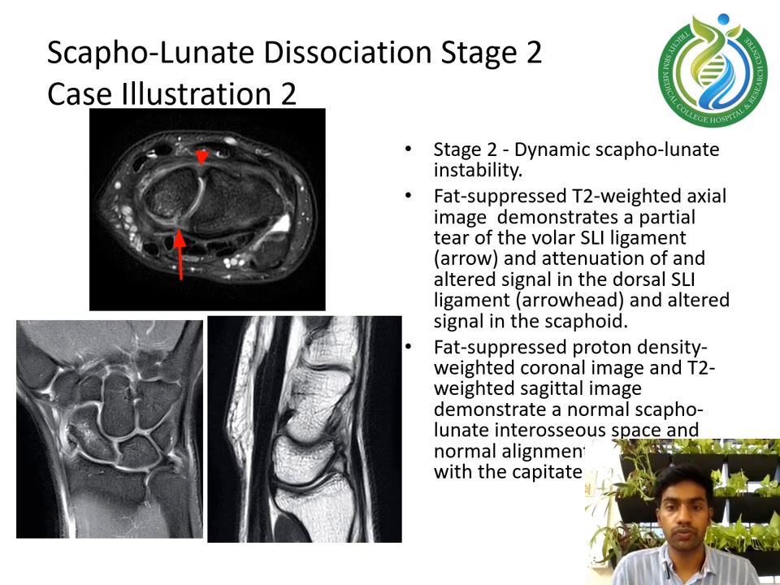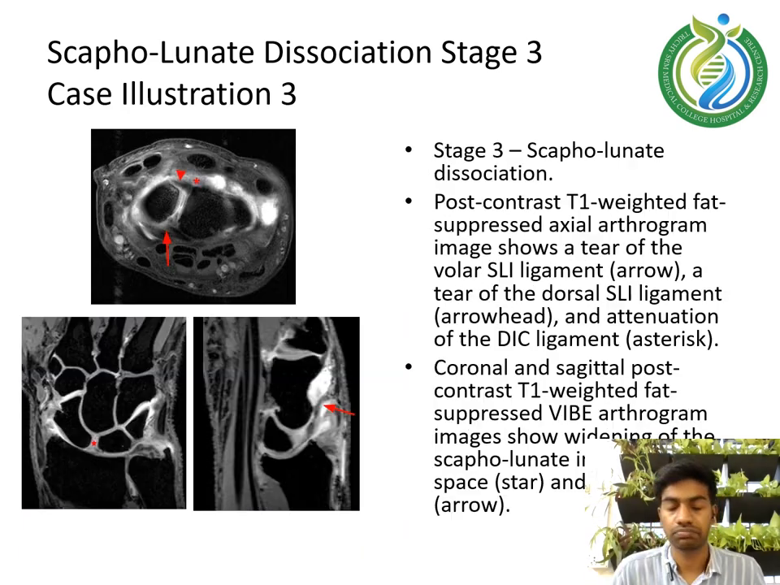Case illustration 2 shows dynamic scapho-lunate instability. The fat suppressed T2 weighted axial image demonstrates a partial tear of the volar SLI ligament, shown by the arrow, and attenuation with altered signal in the dorsal SLI ligament, shown by the arrowhead, with altered signal in the scaphoid. The fat suppressed proton density weighted coronal image and T2 weighted sagittal image demonstrate the normal scapho-lunate interosseous space and the normal alignment of the radiolunate with the capitate and radius.